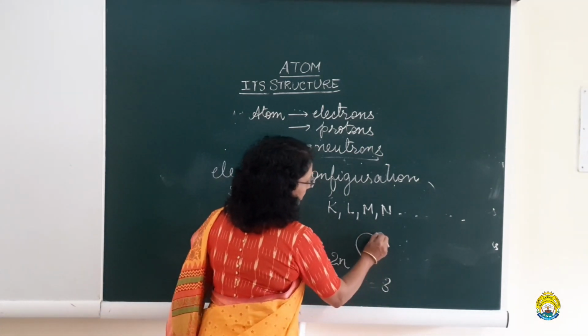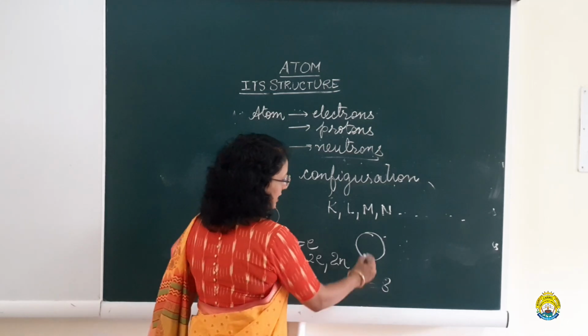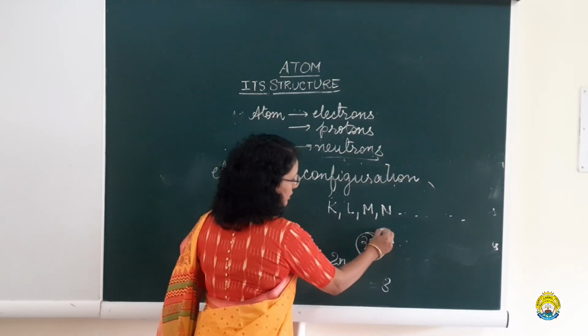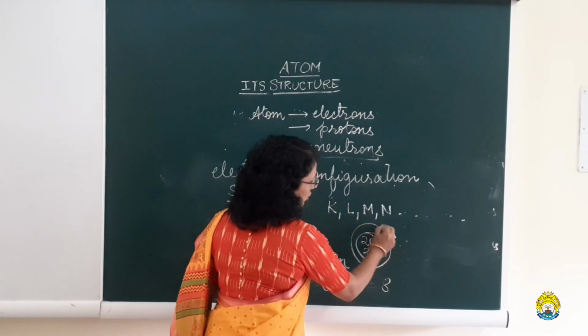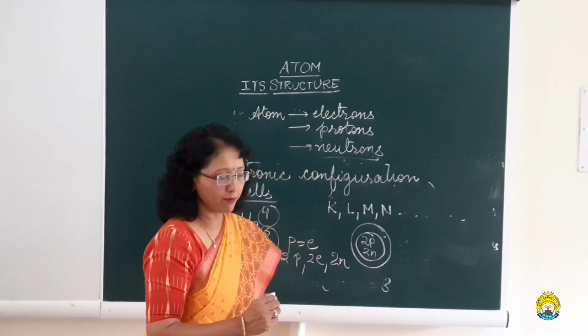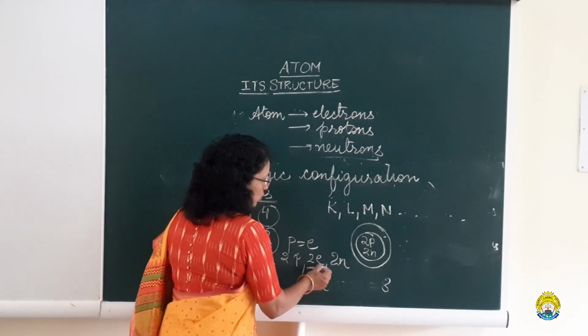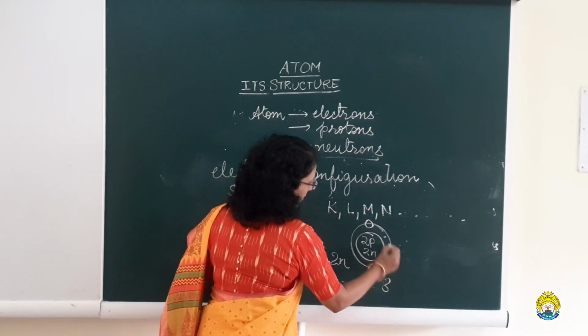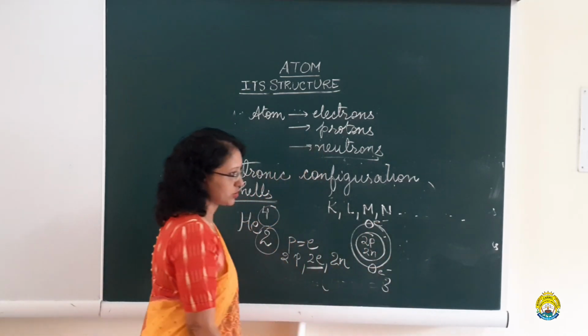So to draw the atomic structure, first I will draw the nucleus having 2 protons and 2 neutrons. Now these are the shells, the orbits that are present, and we know there are 2 electrons present. So these are the 2 electrons that will give its atomic structure.